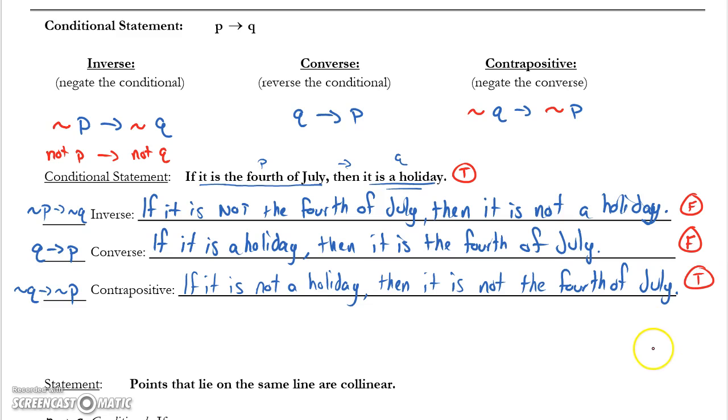That's a true statement. So in this case, my conditional and my contrapositive were true, but my inverse and converse were both false. That's not always the pattern you'll see. So you do have to check the truth values of all of them.